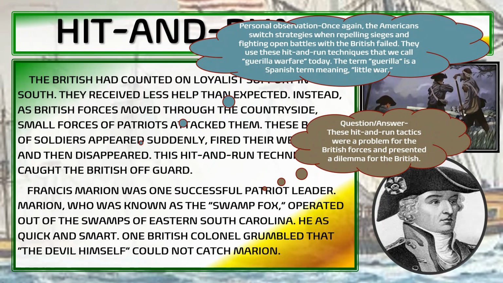So this strategy seems very successful for the Americans, and it's a strategy that works, especially when you have untrained soldiers, and especially when you don't have enough equipment to fight on an open battlefield, which the Americans didn't have. So these hit and run tactics were a problem for the British forces and presented a dilemma for the British. Now the British did it too, but think about it: who knows the land better, the British or the Patriots? So it did give the Patriots a bit of an edge.